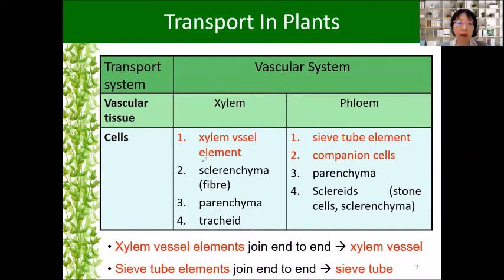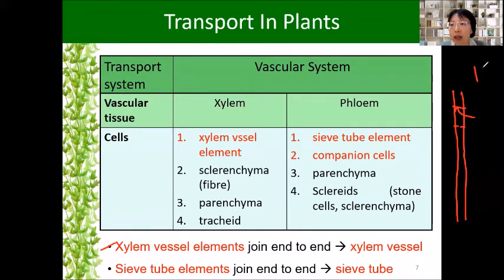The xylem vessel elements join end to end to form the xylem vessel. When you say xylem vessel, it is the long tube that transports water. This long tube is made up of individual cells joined end to end. So this is one cell here, just to show you. The end of this cell will join up to the end of another cell.